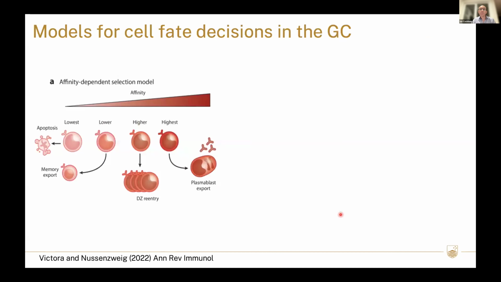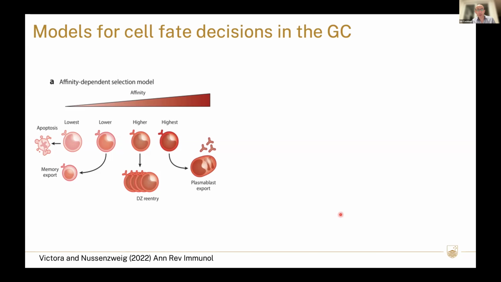So I try and tell my lab that what you need to do is come up with the questions and build the tools afterwards. But in this particular case, the tool so compellingly lent itself to a specific question that we felt we had to go after it. The question this tool seemed to lend itself to was what determines cell fate decisions in germinal centers. And this was always, I think, the traditional model.